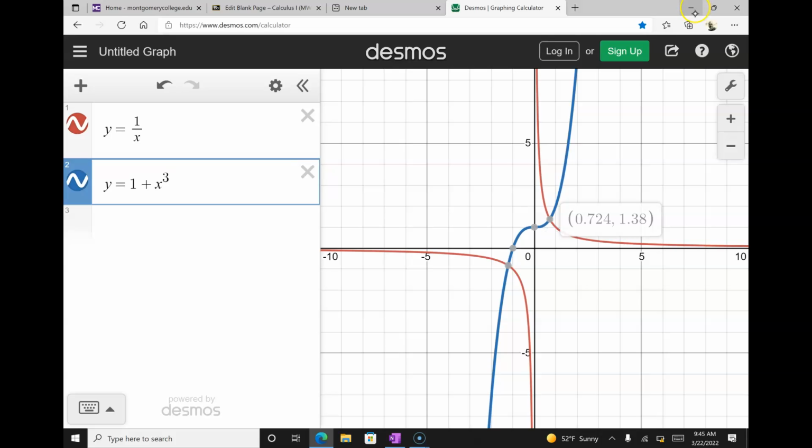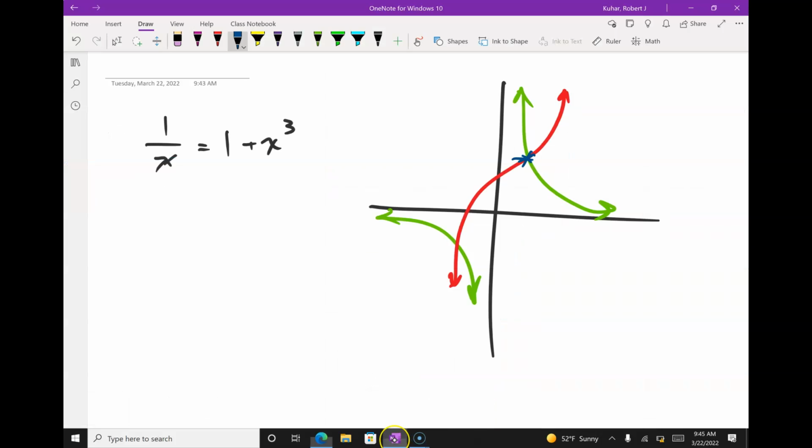So we've got to manipulate this a little bit to get what Newton's method gets me, a 0. Newton's method gets me an x-intercept, so I've got to create a function here. I'll create the function f of x equals 1 plus x cubed minus 1 over x. So there's my function.